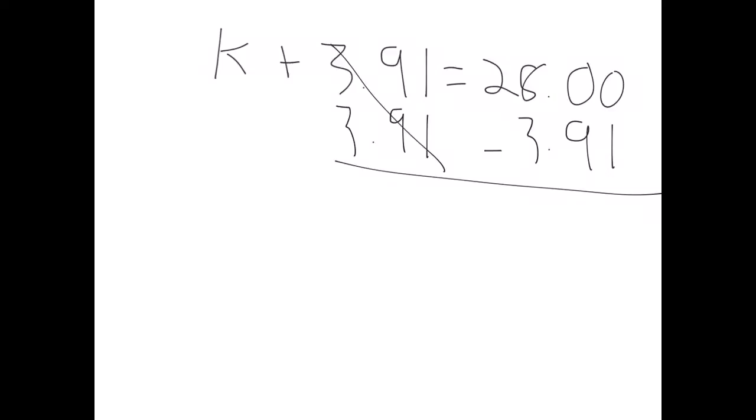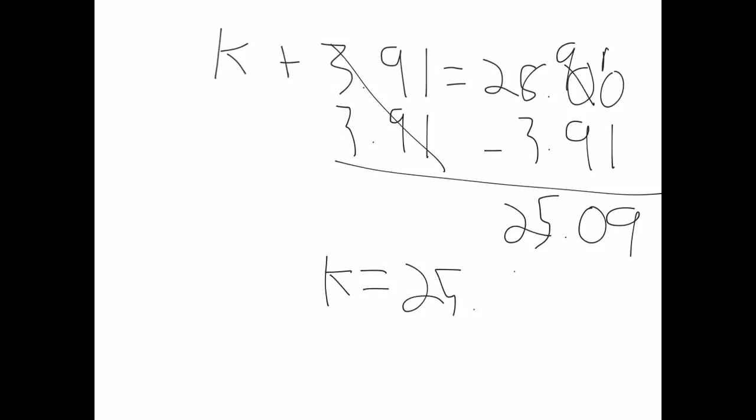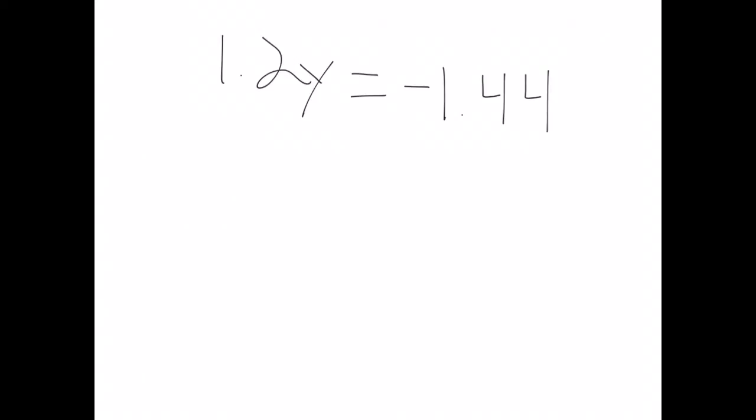Now we got to do that. 10, 9, 0.52. Alright, and then k equals 25.09. Yeah. Alright, so now we got some multiplication here. And for multiplication, again, we do the opposite. We divide in this. Sorry.